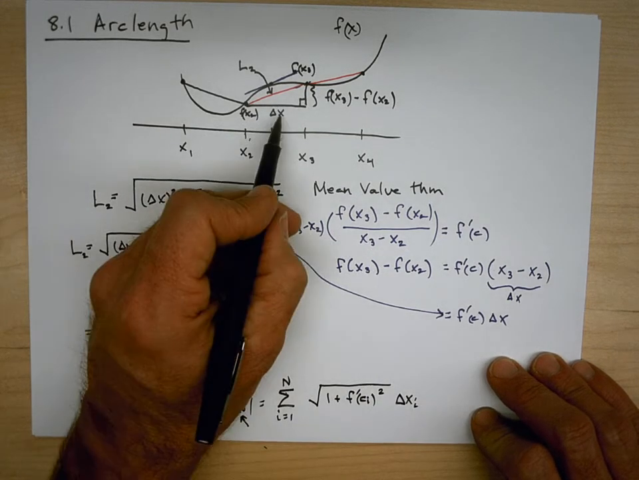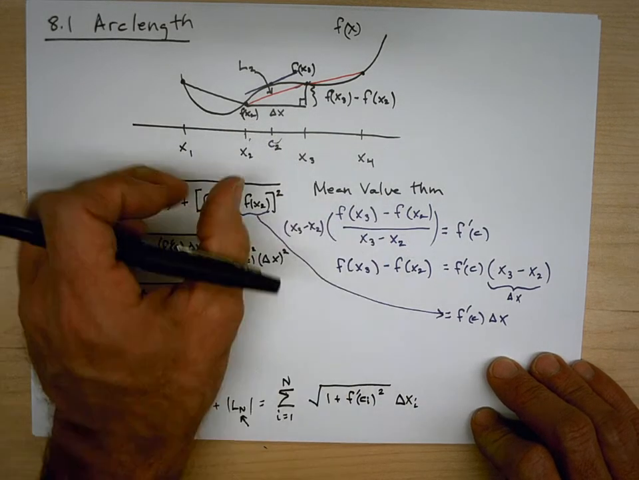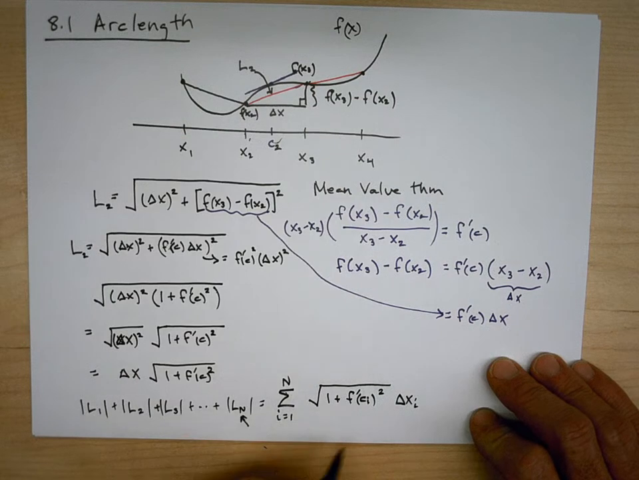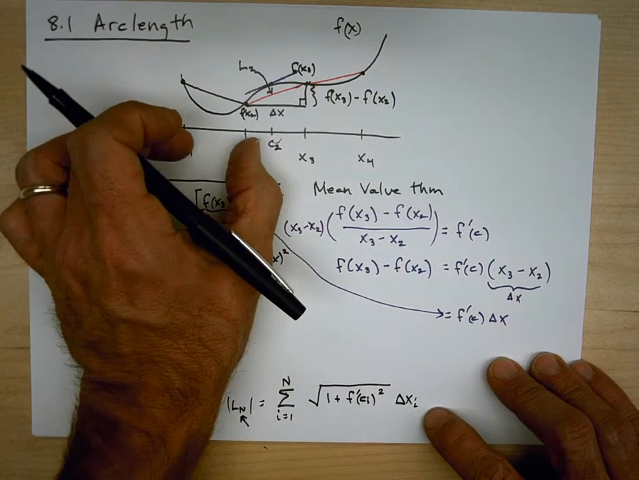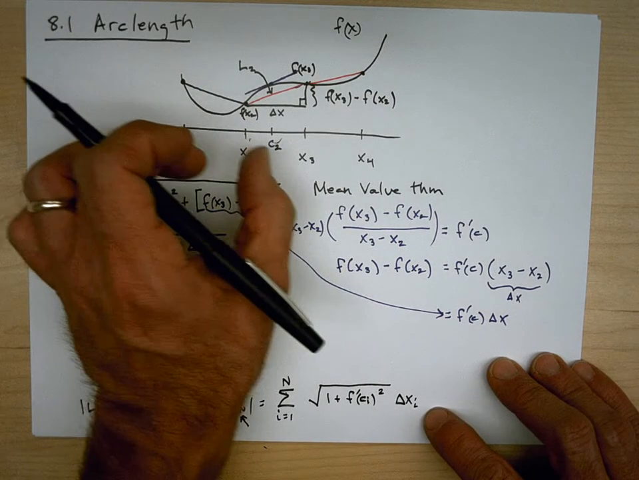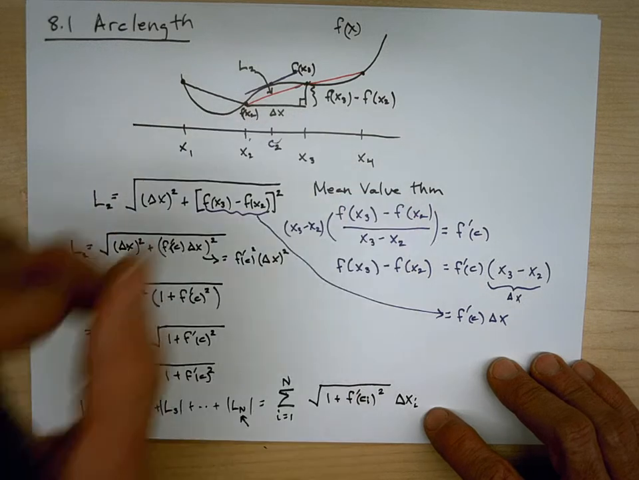And that just means that this distance doesn't have to be the same all the time, right? The distance between these might be different, so delta x might be one thing for the first interval and a different thing for the second interval and a different thing for the third interval.